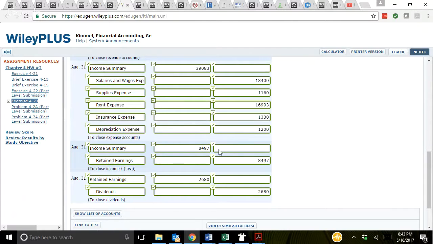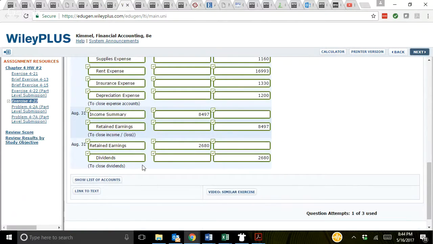So this is our profit. This is what we profited this month. This is our net income. We're going to close out the income summary and move it over to retained earnings. So we're going to debit the income summary for the total that was there, and put the credit over here into retained earnings.